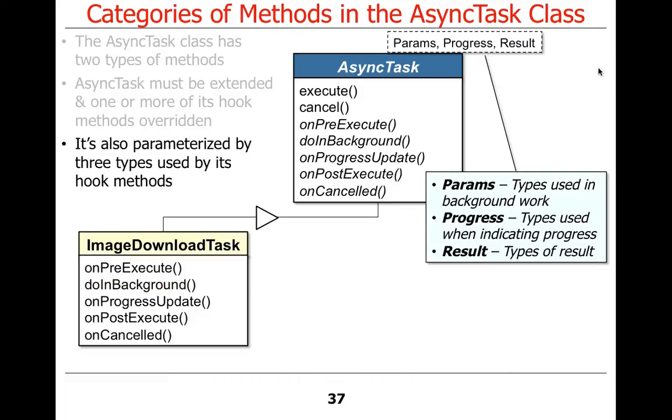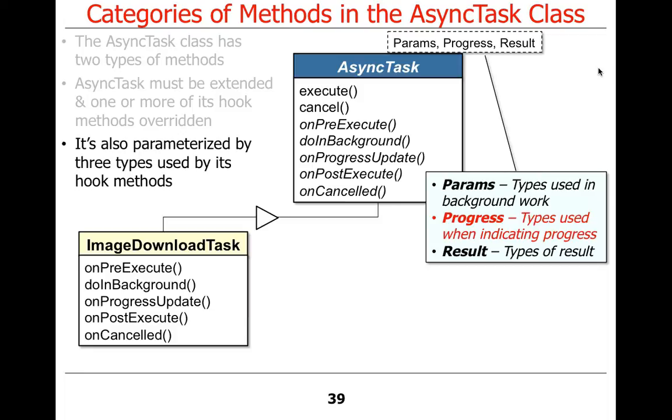AsyncTask can also be parameterized by certain types of data to do various kinds of things. There are 3 different things it can do. You can parameterize the type used to process stuff in the background, and that gets passed to the method that's called doInBackground. You can pass it something, and that corresponds to whatever you called execute.